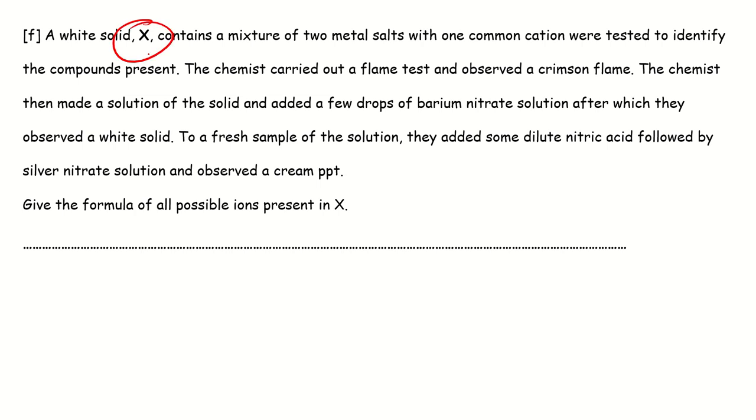Next, we're going another white solid. We've spoke about what white solid means already several times. It contains a mixture of 2 different metal salts. They have a common cation, okay, and we're tested to identify these compounds. Right, let's have a look.